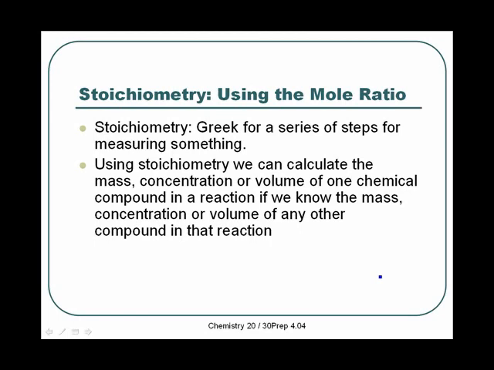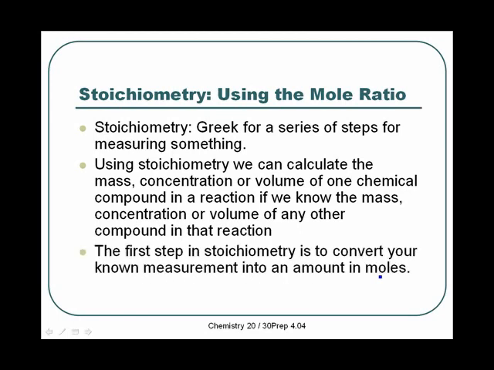And it can be any one. It doesn't have to be a specific one. So as long as we know the concentration, volume, or mass of one thing, we can find the mass, concentration, or volume of any of our other reactants or products. The first step in each stoichiometry is to convert your known measurements into amount in moles.